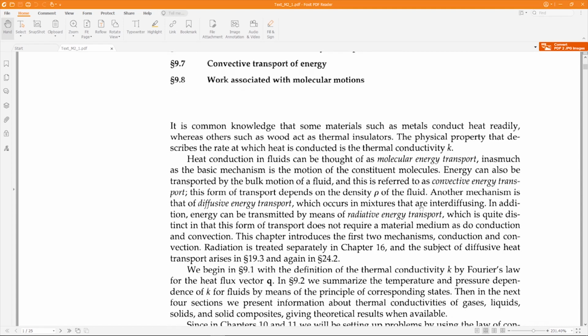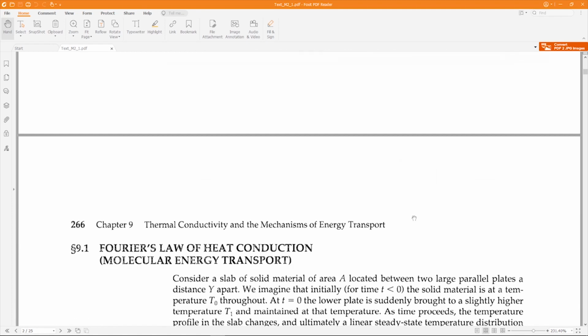So mainly in heat transfer, we have three forms of transport. One is molecular transport, that is by conduction. Secondly, it is convective transport, that is by the motion of the fluid. Thirdly, we have radiation, the radiative mode of transport. In this course, we will basically deal with the conduction part and maybe with the convective part. So let's begin.